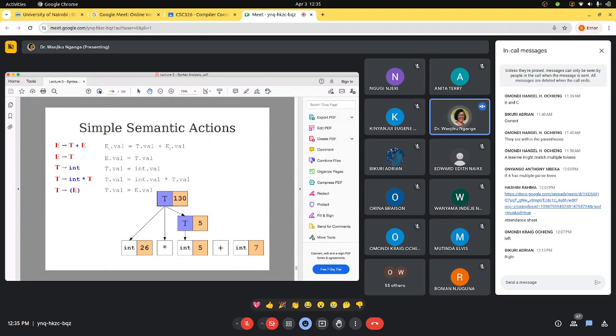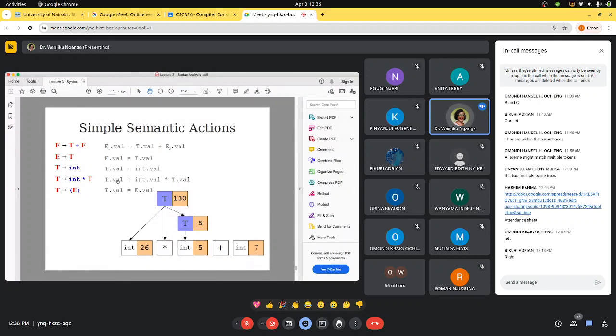Then the next production that is called is T goes to int times T. So times remains, and we know this int is 26. The semantic action for this shows that the value of this T that we've built as a node will be the value of the int times the value of T, which is now 26 times 5, and that becomes the value that we associate with T.